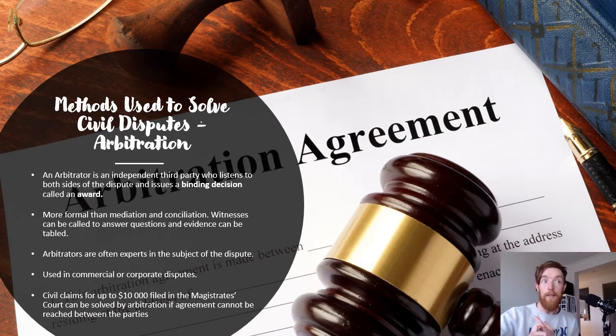Arbitrators are often experts in the subject of the dispute, and it's often used in commercial or corporate disputes. All civil claims up to $10,000 filed in the magistrate's court can be solved by arbitration if agreement cannot be reached by the parties. So they can award damages up to $10,000. Anything above that does actually have to go through the court system, but that is how arbitration can be used.